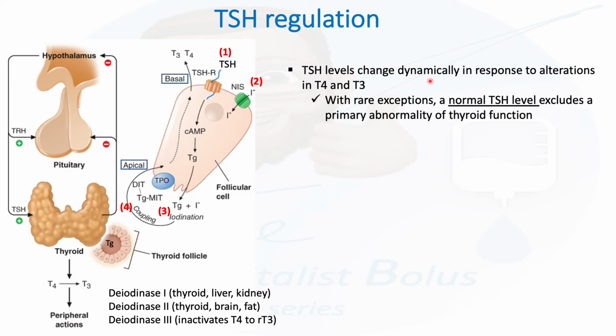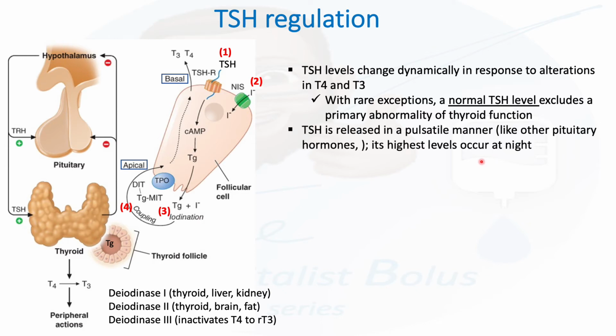Now the TSH level changes dynamically in response to alterations of T3 and T4. It's very sensitive, as you know, because we get this negative feedback through the hypothalamus-pituitary-thyroid axis. So T3 and T4 can affect the level of the TSH really dramatically, and that's why if you have a normal TSH level, most of the time that means there's no thyroid dysfunction. There are a few exceptions, and we're going to talk about that when we talk about thyroid disorders, but usually a normal TSH is reassuring that there is no problem with the thyroid function for the most part.